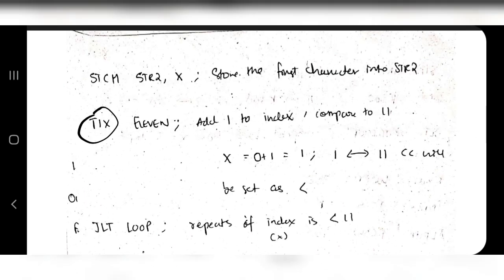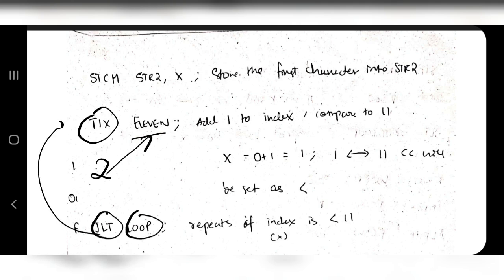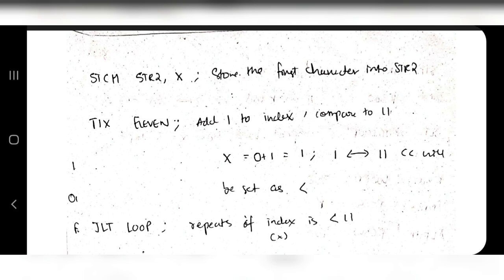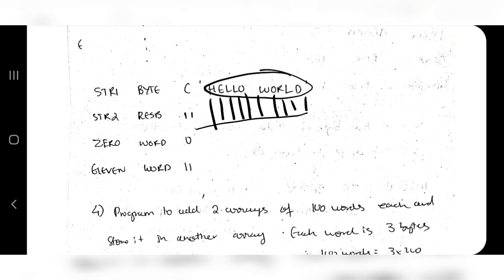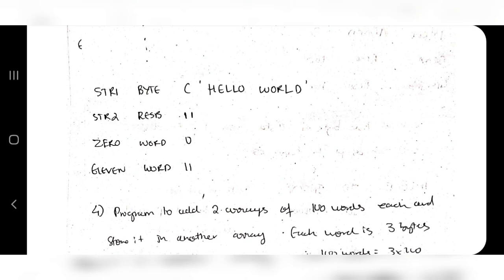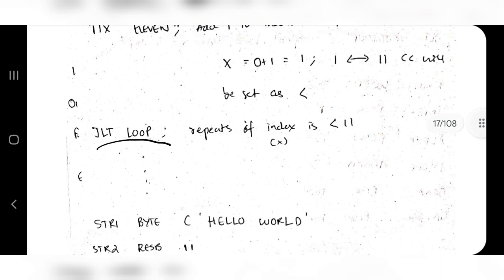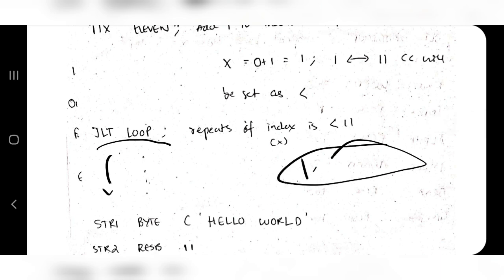TIX means increment the x value. X will become 2 and it will be compared with 11. It is less than, so jump if less than to loop. Again it will go to loop, and this will happen 11 times. Why did I choose 11? Because it is the length of the string, this is the 11th word here. Until all the string is copied, I will be doing the same operation. After that is done, JLT loop will fail and it will come to the next part. So we will have in str2 hello world, which was the content of str1. That's how you copy the string from str1 to str2.